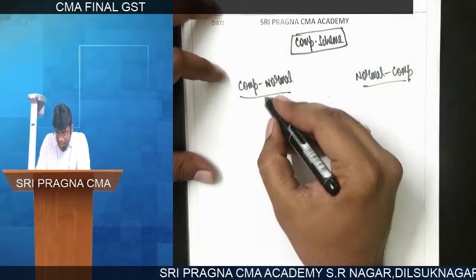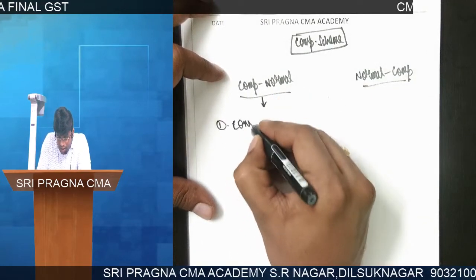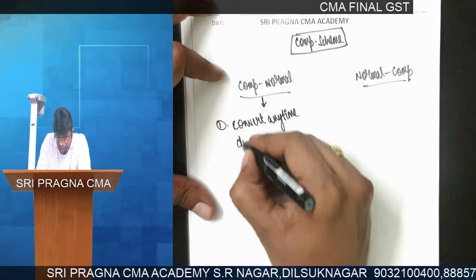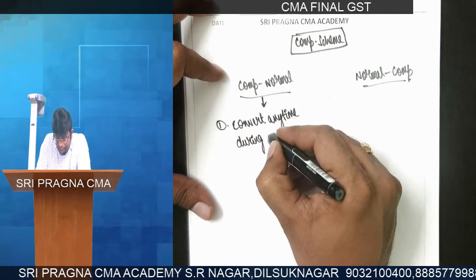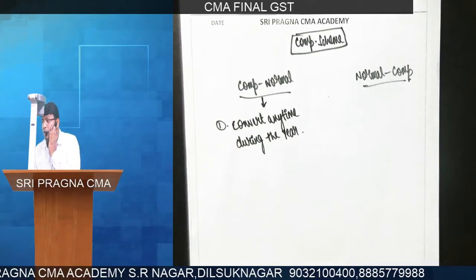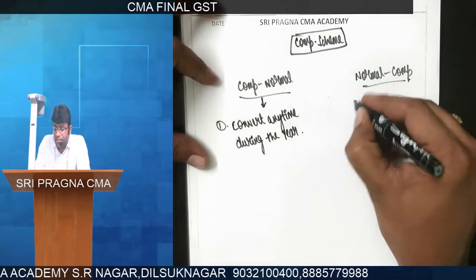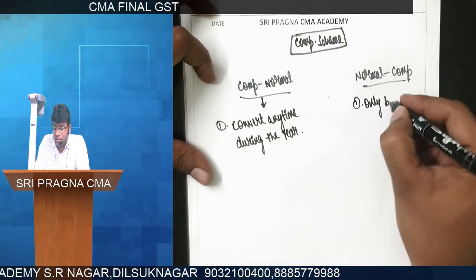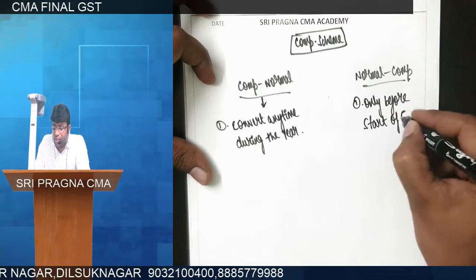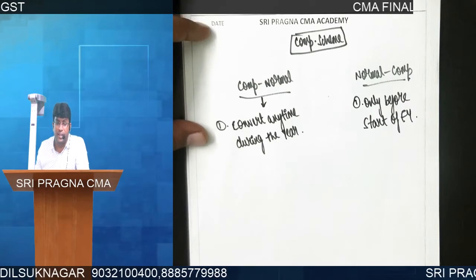Now listen. Composition to normal we can convert any time during the year. Come on friends, what is our point? Composition to normal, we can convert any time during the year. And this only before start of what, sir? Financial year. So are we understanding, everybody?